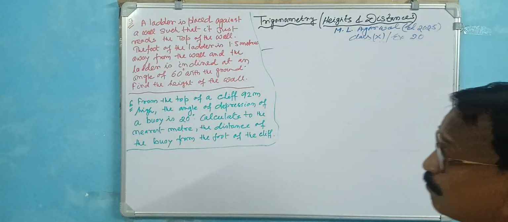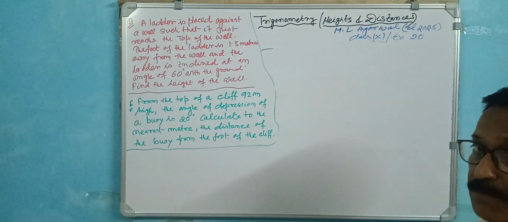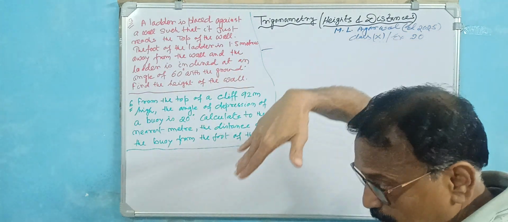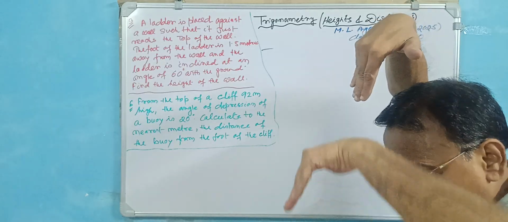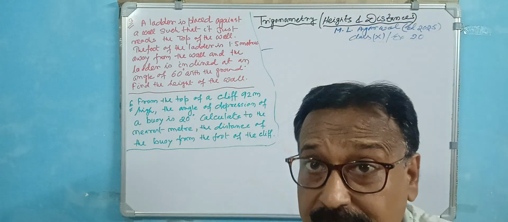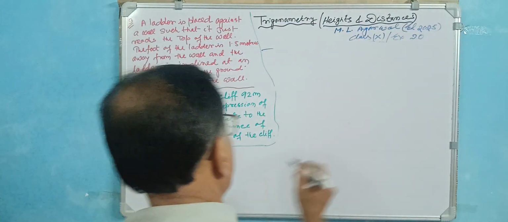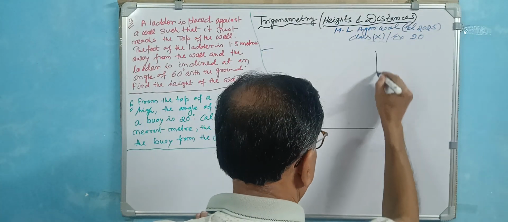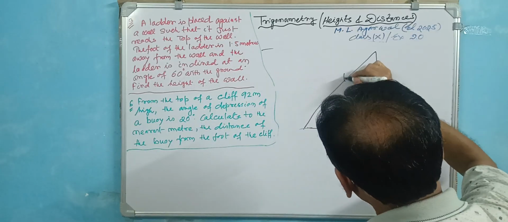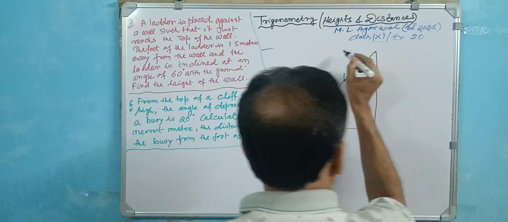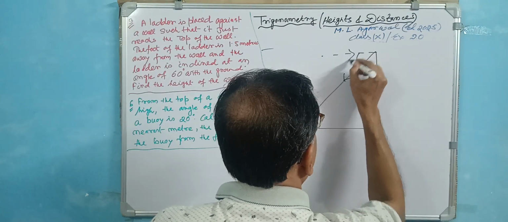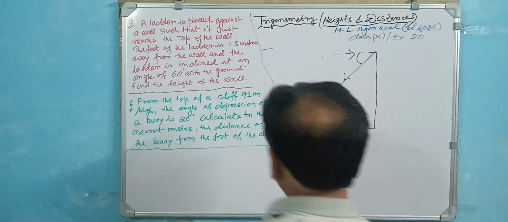Now, the second sum. From the top of the cliff. This is the angle of elevation. At the top of this, looking from above, top of this, this is the angle of depression. But always you draw the right angle triangle. Always you draw the right angle triangle. Now he is looking from here. So here you draw. Actually, this is the angle of depression. Though this is parallel, so alternate angles are equal.